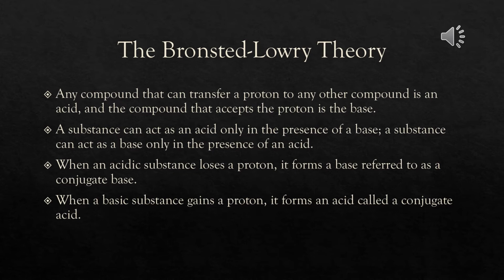Furthermore, the Bronsted-Lowry theory states that when an acidic substance loses a proton, it forms a base called the conjugate base. And when a basic substance gains a proton, it forms an acid called the conjugate acid.